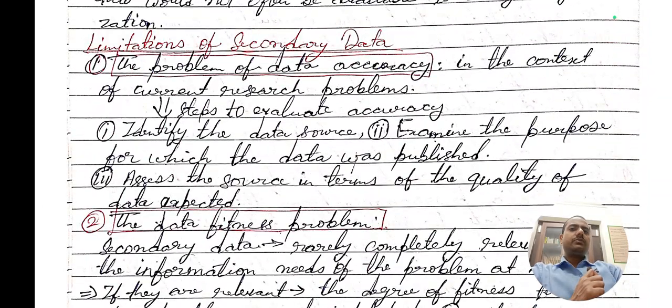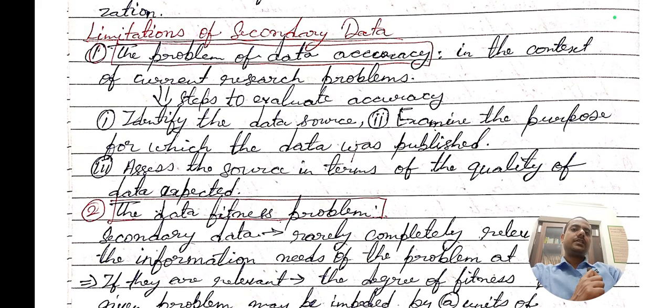Now next, move on to the limitations of secondary data. First, it is the problem of data accuracy.